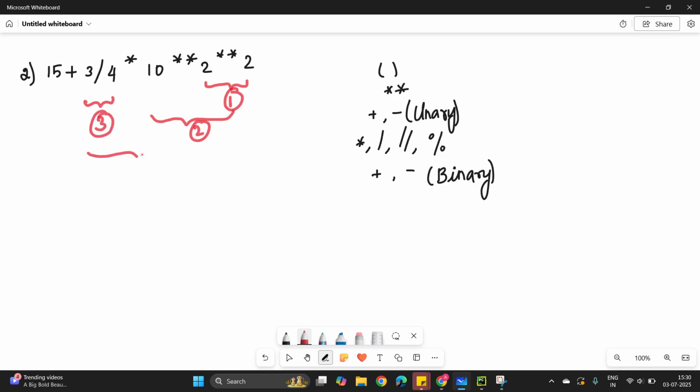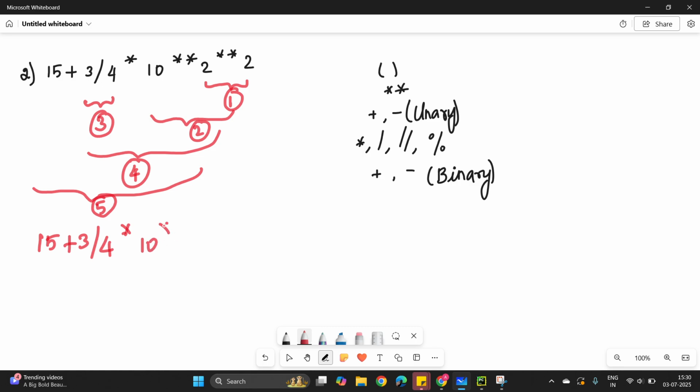and then finally this completely will be evaluated, and then it will be added with the 15, that is the first number. Okay, so this is the precedence of the operators. And now let's evaluate the expression. It will be 15 plus 3 by 4 into 10 power 4. Then it will be 15 plus 3 by 4 into 10,000.